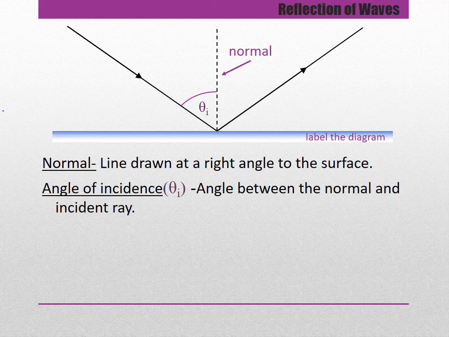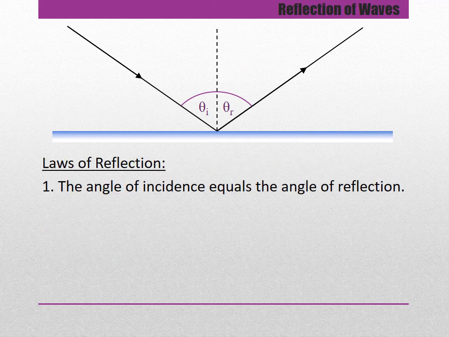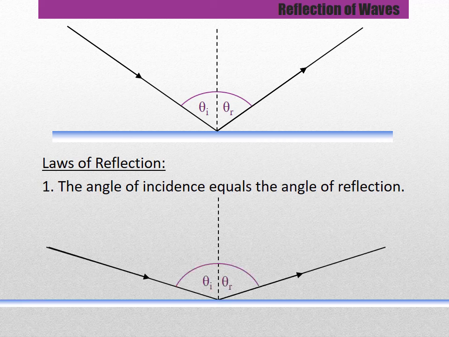The angle of incidence is the angle between the normal and the incident ray. And the angle of reflection is the angle between the normal and the reflected ray. This is all something that we had done in the mirrors unit. The two laws of reflection: the angle of incidence equals the angle of reflection. If we increase the angle of incidence, it will also increase the angle of reflection.